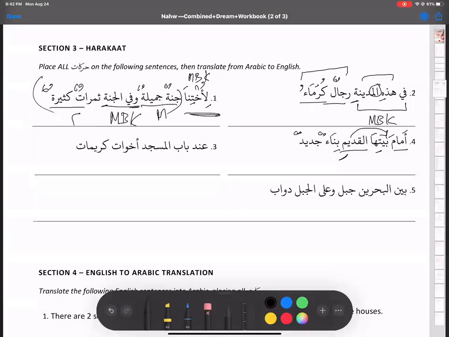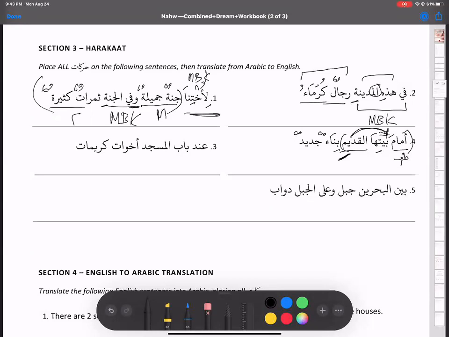Amama Baitiha Al-Kadimi, they are all together, right? Why? Because this is our Zarf, and Baitiha is Mudaf ilayhi plus again Mudaf ilayhi. So this is the chain of Idafa. And then Al-Kadimi is referring back to Baiti. This is the sifa of Baiti. So that's why we are saying in front of her old house.